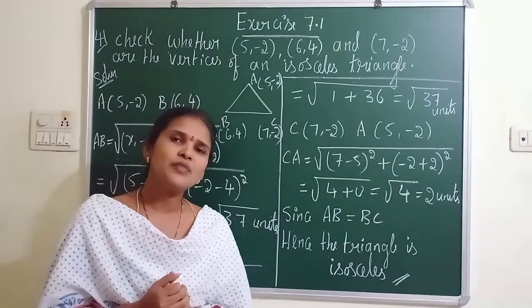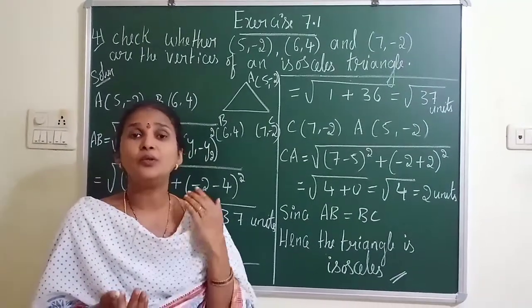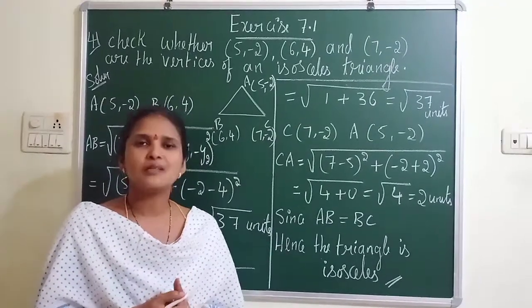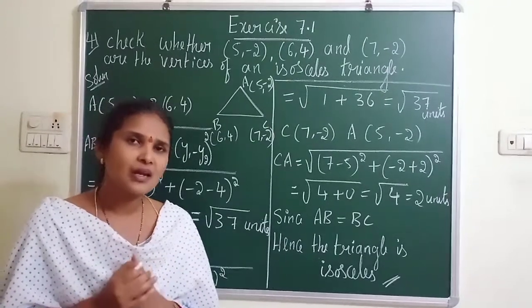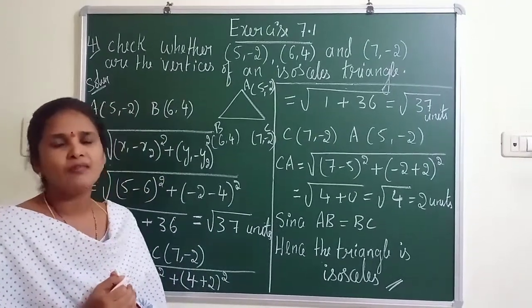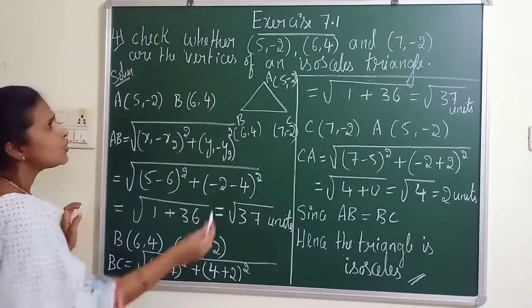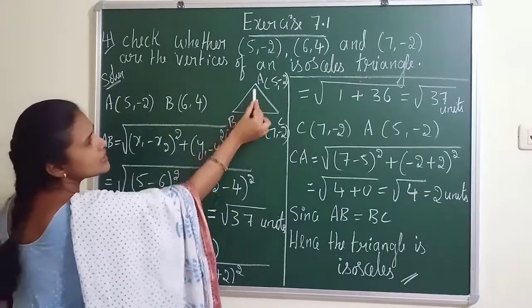So what is the condition for an isosceles triangle? Any two angles can be equal or any two sides. Angles I cannot use in this chapter because we are with distance formula. So if I prove that any two line segments are equal in length, then we can tell that the given triangle is an isosceles. So name these 3 points as A, B and C. So this is the triangle.